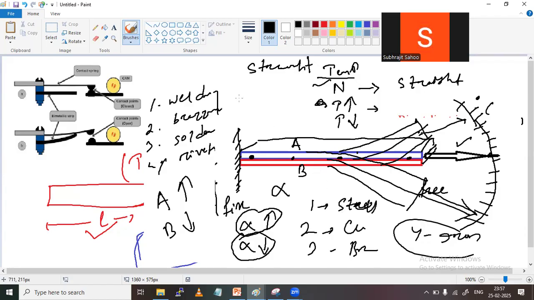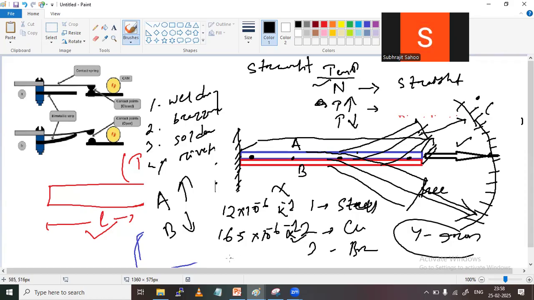So what is the steel alpha value? For steel, alpha value is 12 into 10 to the power minus 6 Kelvin to the power minus 1. Similarly, for copper, it is 16.5 into 10 to the power minus 6 Kelvin to the power minus 1. And for brass, it is around 17.8 into 10 to the power minus 6 Kelvin to the power minus 1. So among these three, brass has the more alpha value and steel has the less alpha value.